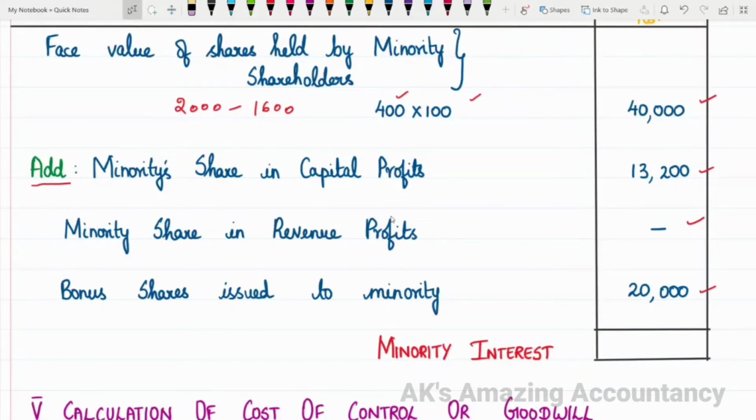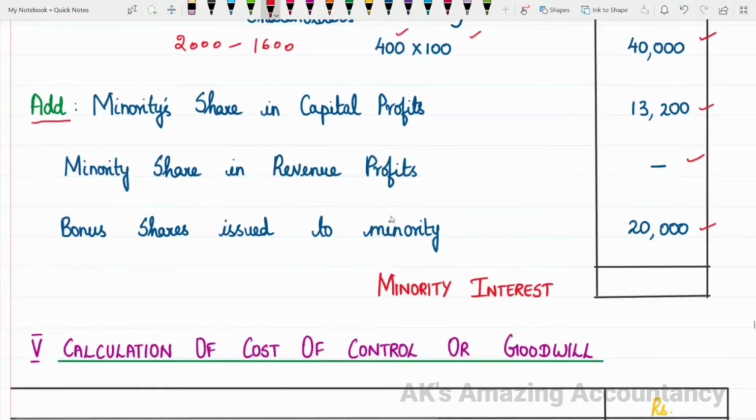Now let us total all this together. That total will give us minority interest: 40,000 plus 13,200 plus 20,000. So you will be getting a total of 73,200. You can total it and see what will be the total here. The total will be 73,200. So this will be the minority interest.